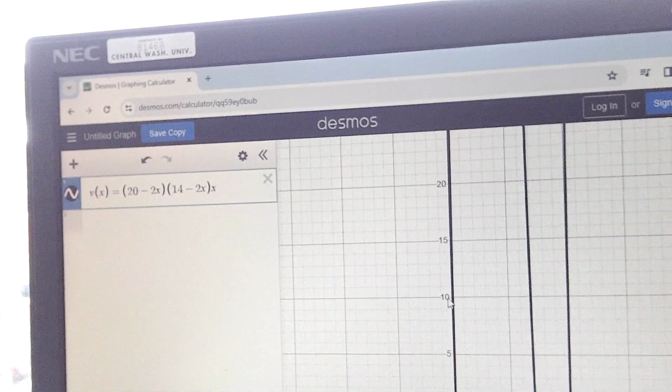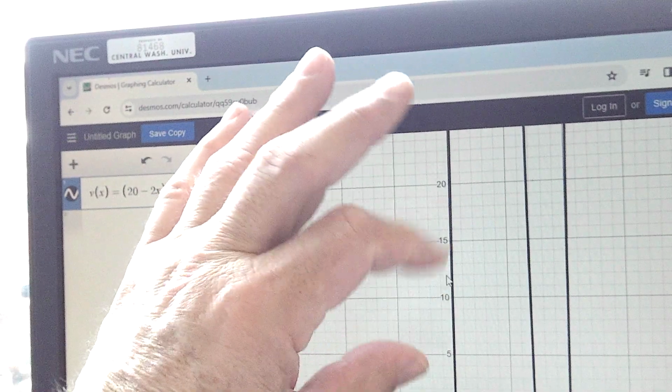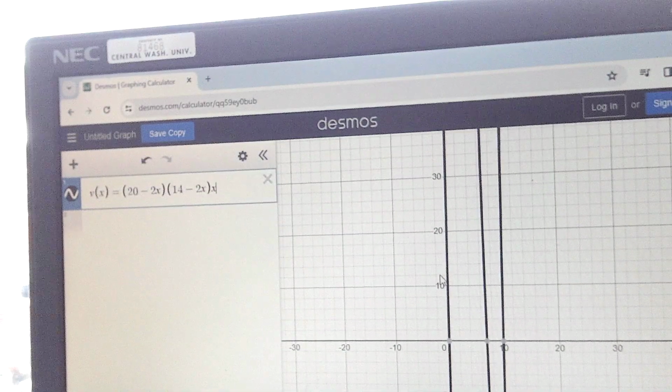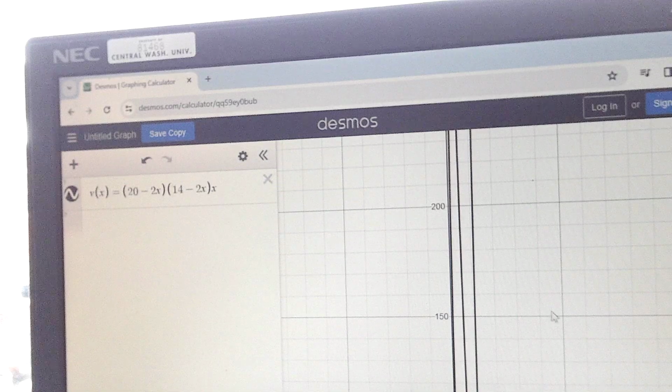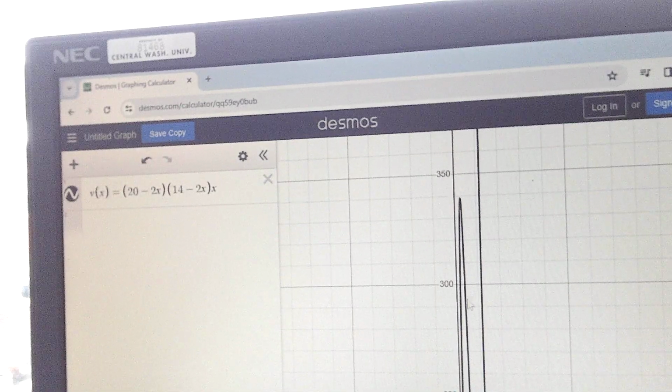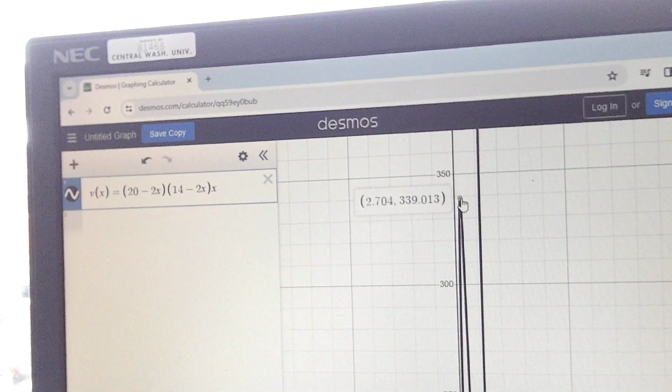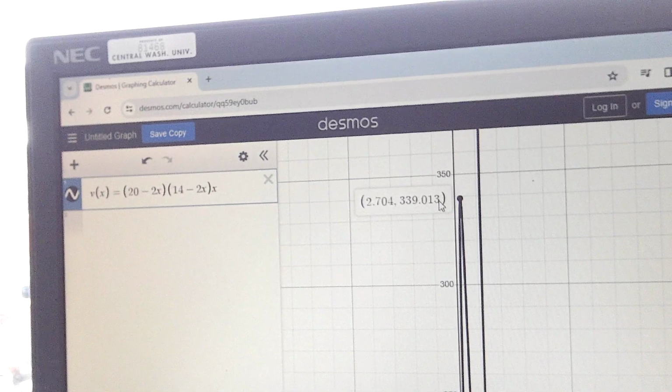Now, on a touch screen you can squeeze it with your fingers, but I'm using my mouse and rolling out. Now I need to go up here and find the maximum. If I click on that point, it happens at 2.704, and I get 339.013 for the volume. Okay? So that's how you can do it on Desmos.